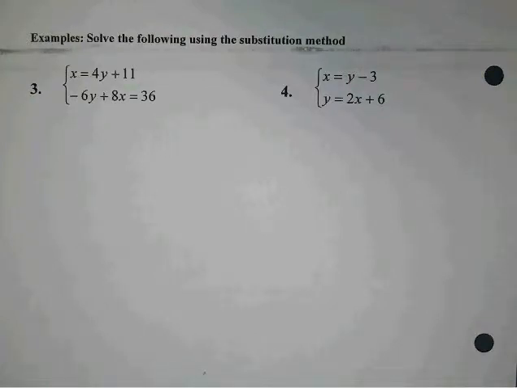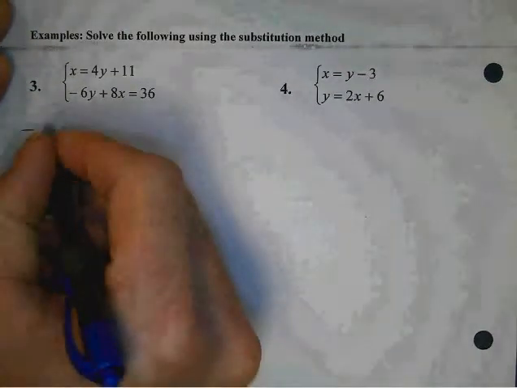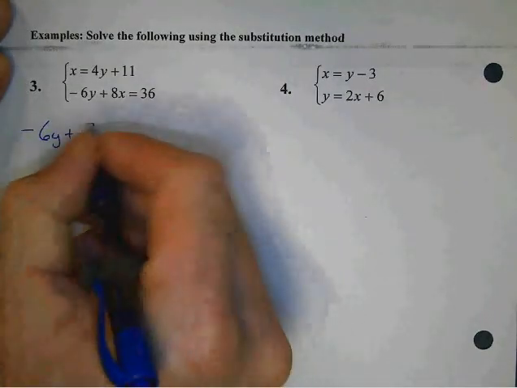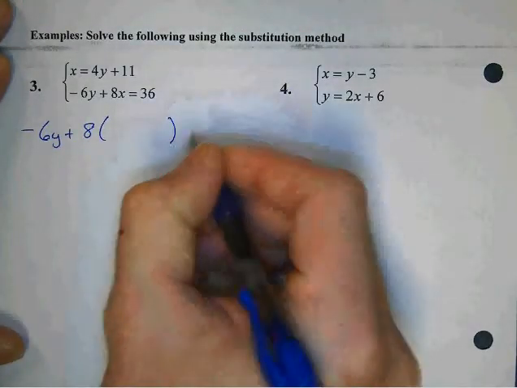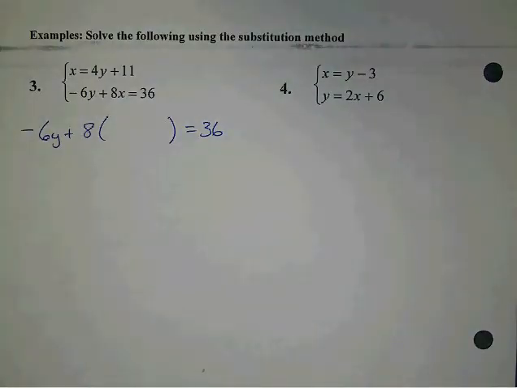So here we go. We're going to write down our problem. I'm going to start on the left-hand edge because I don't want to run out of space. And when I get to that x, I'm going to put a big parentheses. And what am I going to stick in that big parentheses for x? What does x equal? 4y plus 11.